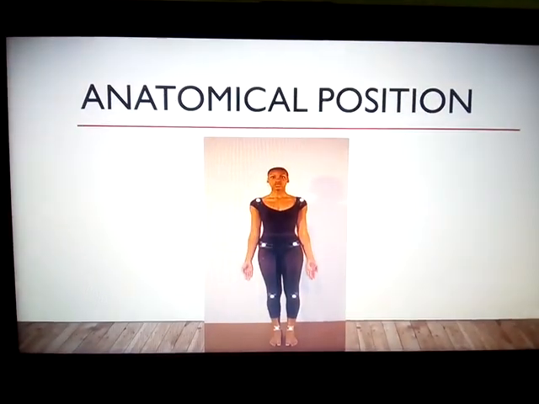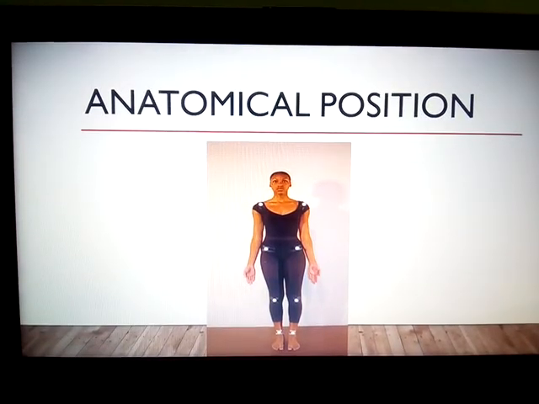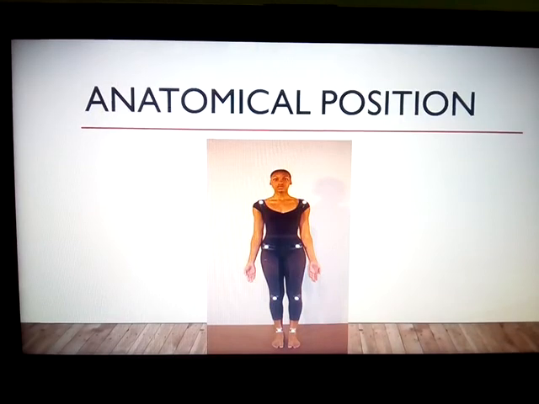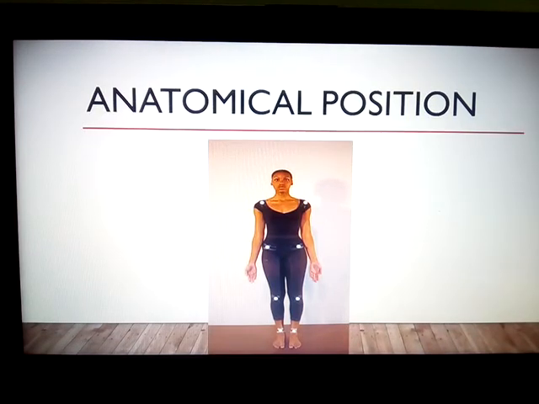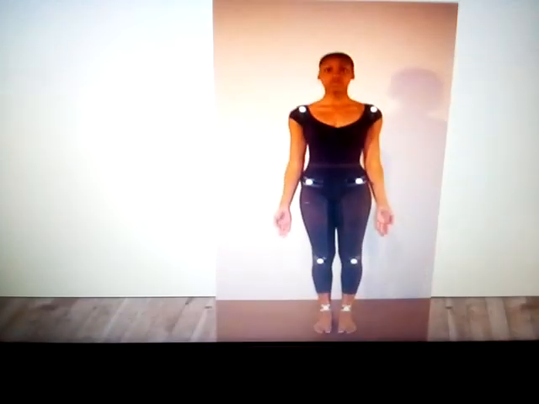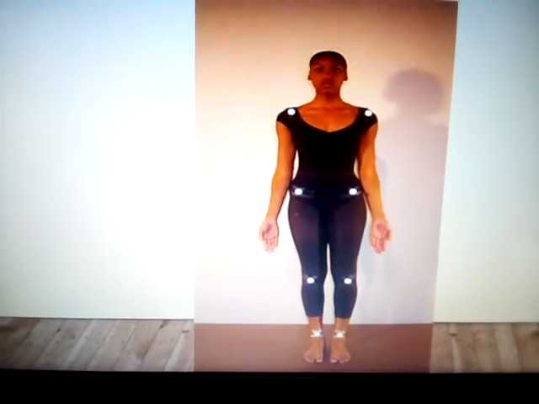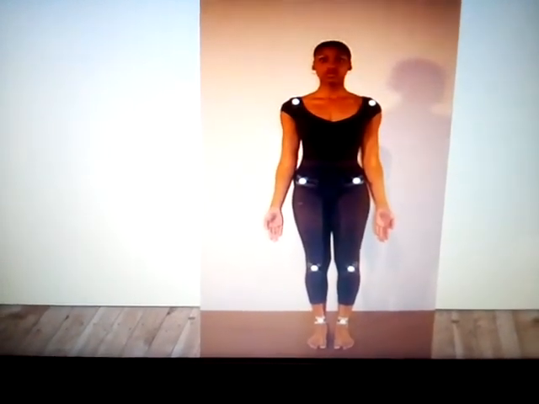So, first of all, what is the anatomical position? See, I'm a very simple person. I talk in very simple words. If somebody asks me what is an anatomical position, I'll say just stand erect and turn your palms forward. That's it. That's the anatomical position. See, look at this lady. This lady is having her palms pointed forward, and this is basically an anatomical position.